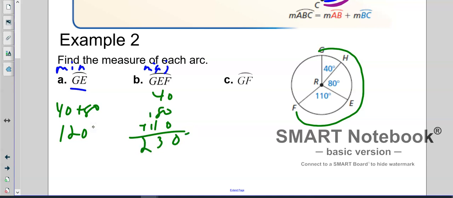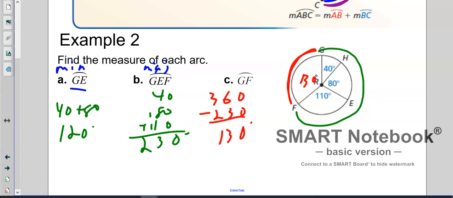So that's 230 degrees. Okay? So you just go in order. And then GF, well, GF is simply right here. Well, there's no number there. Well, the green major arc, 230, plus GF make a whole circle. So 360 minus 230 is 130 degrees. So this is 130 right there. If you add up all those numbers, they add up to 360. Okay?